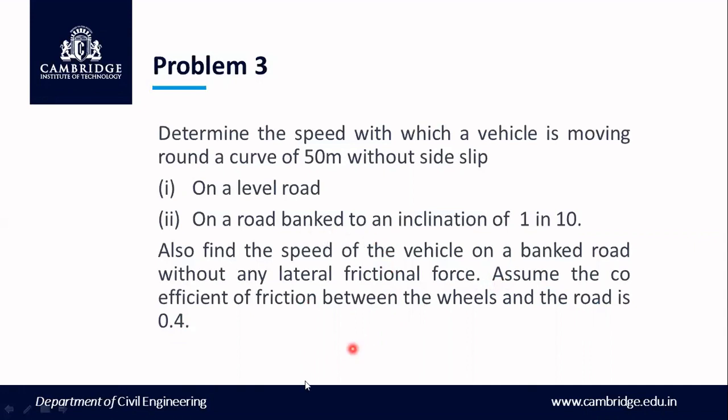So there are two parts to it. In the first part, for the first condition, they have asked to find out the speed on a level road, then the speed on the banked road having an inclination of 1 in 10. The slope is given. The radius of curvature, 50 meters, is given. And for this, the coefficient of friction is given as 0.4. They have also asked you to find out the speed of the vehicle on a banked road without any lateral friction. So two parts are there.